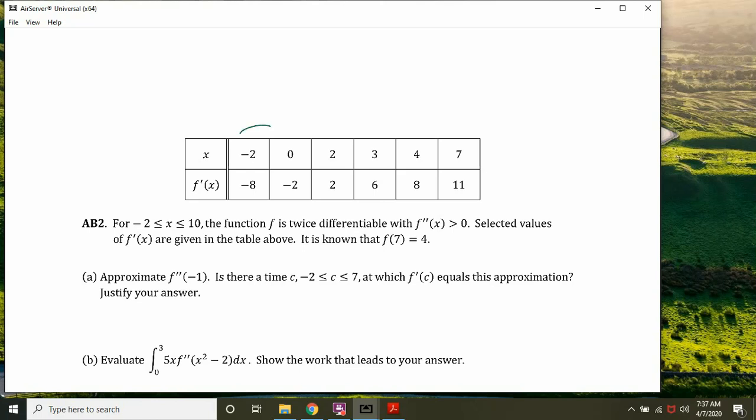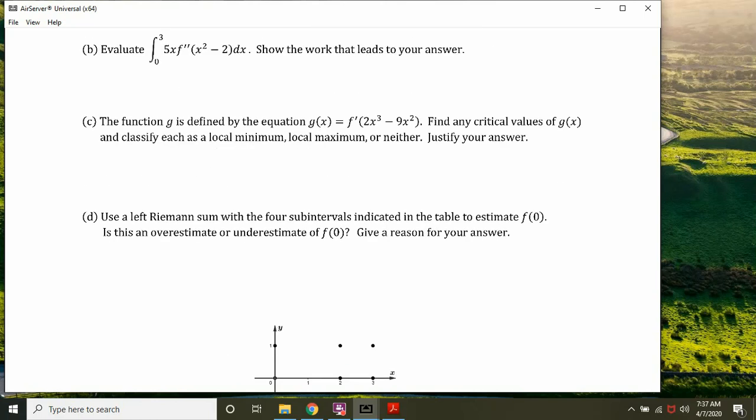Now, if you think about it, there's really 1, 2, 3, 4, 5 subintervals. They say use the 4 subintervals indicated to estimate f of 0. Okay, we're going to set up a bounded integral to do a Riemann sum. Let's figure out what the bounds are going to be. 0 is certainly going to be one of the bounds. If I am going to integrate f prime to get back to f, and I want f of 0, certainly 0 is going to be a bound.